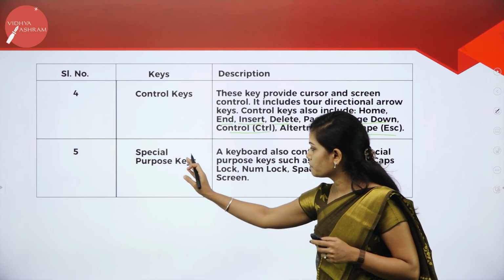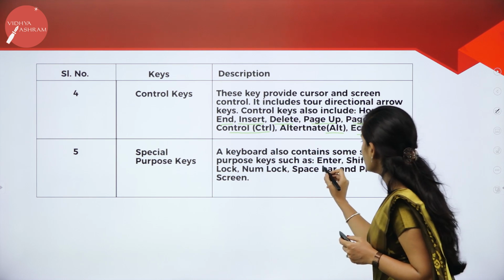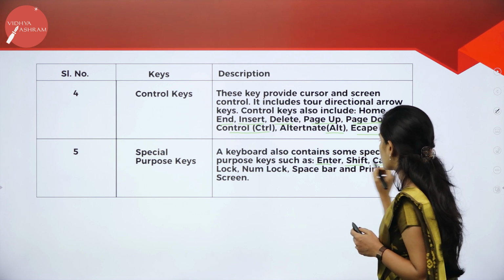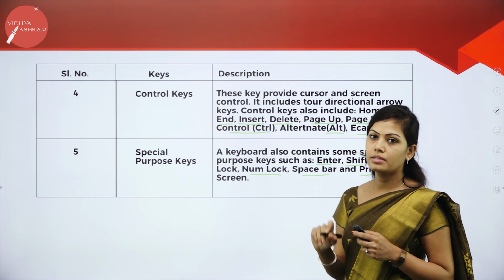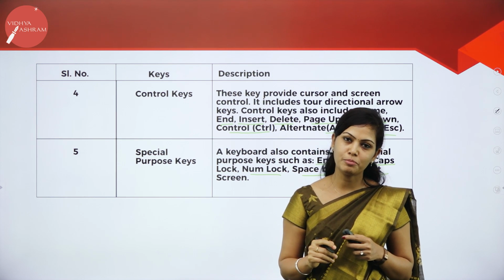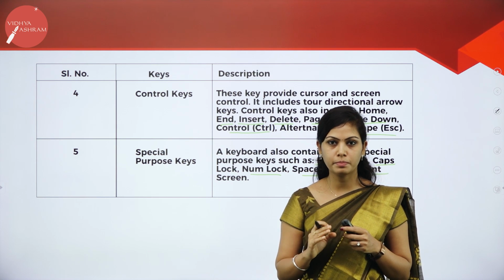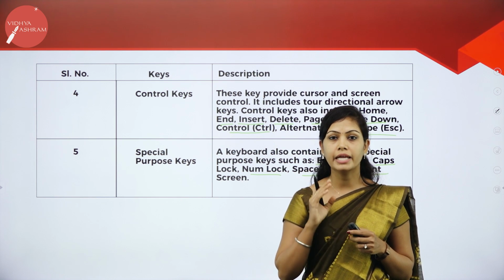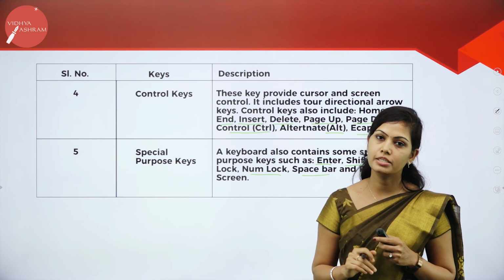So next we have special purpose keys. What are the special purpose keys we are using? That is Enter, Shift, Caps Lock, Number Lock, Space Bar and Print Screen. These are the special purpose keys we are using in the keyboard. So in the keyboard we have typing keys, special purpose keys, numeric keys and control keys. So the keyboard is a primary input device.